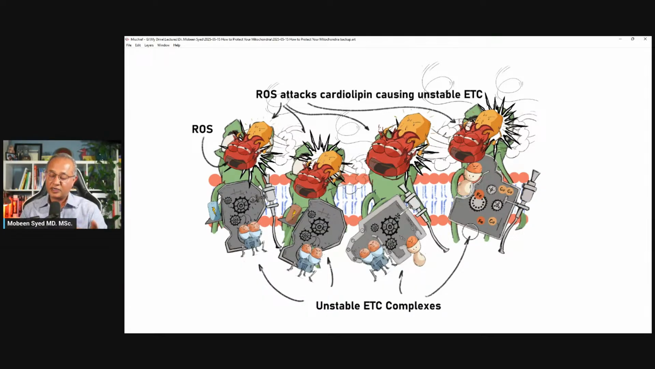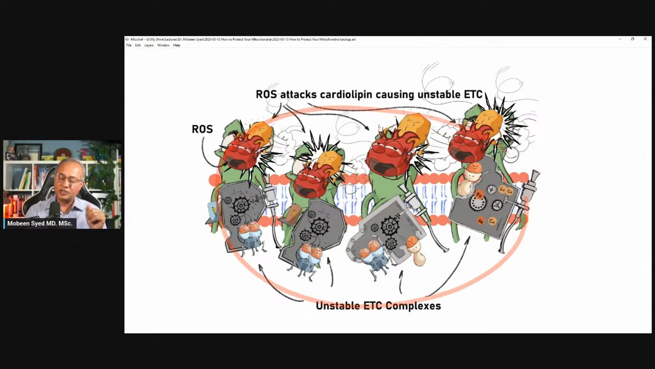So now for cardiolipin, the question is, is there a cardiolipin supplementation that can help? And there has not been any decent cardiolipin supplement or drug that can help this situation. So that means the only way to protect our cardiolipins and to protect our mitochondria is to have antioxidants and to keep the inflammation low. Now, I want to discuss one more thing.